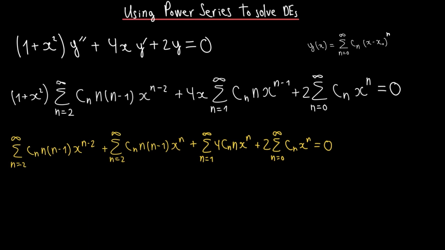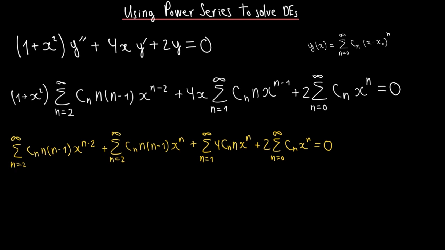In essence, the sum is composed of two parts. First, we have the index in our summation. So n starts from 2 all the way to infinity. But then we also have the index that is within the sum. So c of n and n times n minus 1 times x to the power of n minus 2. And one important property is that when we increase the index that is within the sum by a certain amount, we need to decrease the index that is in the summation by that same amount. So if we increase n by 2, well, we need to decrease n by 2 in the summation.